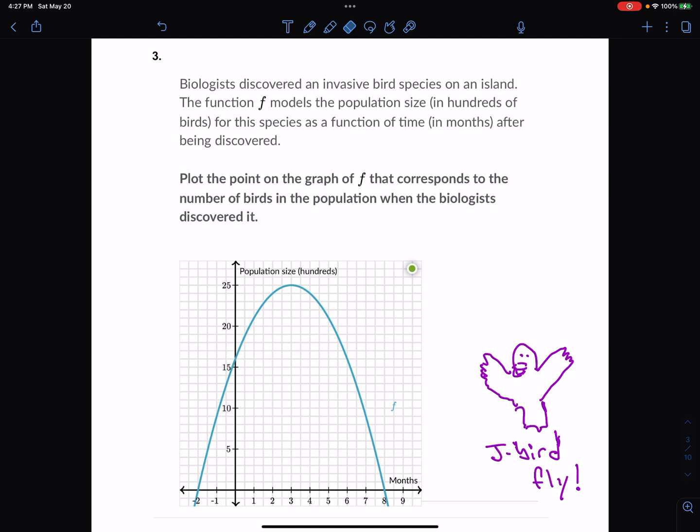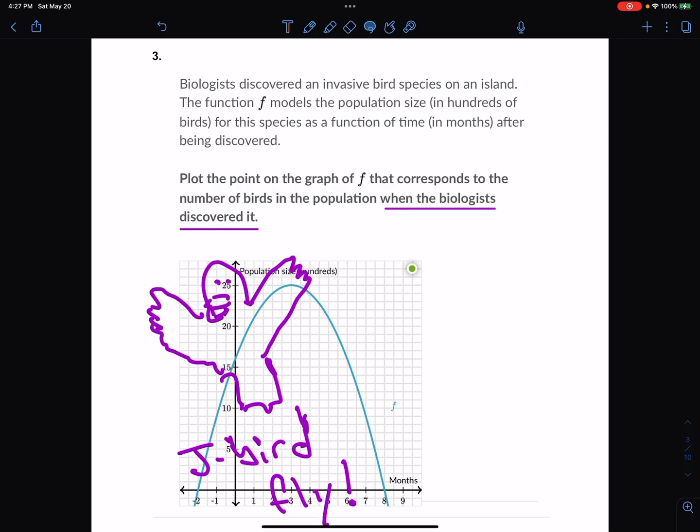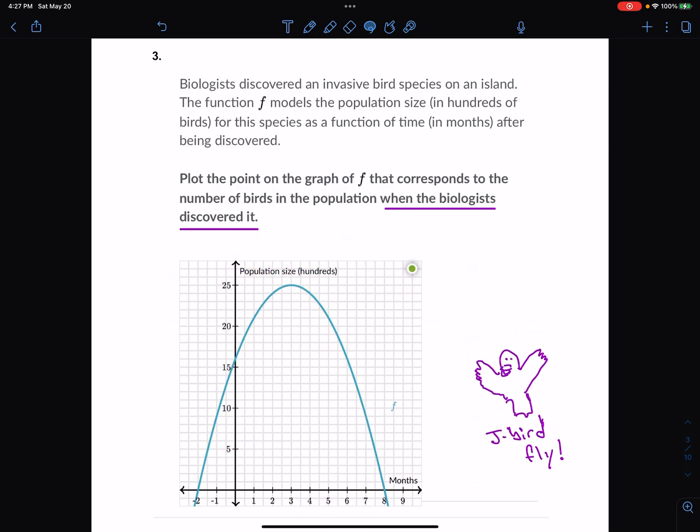And it says plot the point on the graph of f that corresponds to the number of birds. So let's underline that. What are they saying? Plot the point on the graph of f that corresponds to the number of birds in the population when the biologist discovered it. Down here I got my little jaybird, fly. Where were these birds discovered on this graph right here?